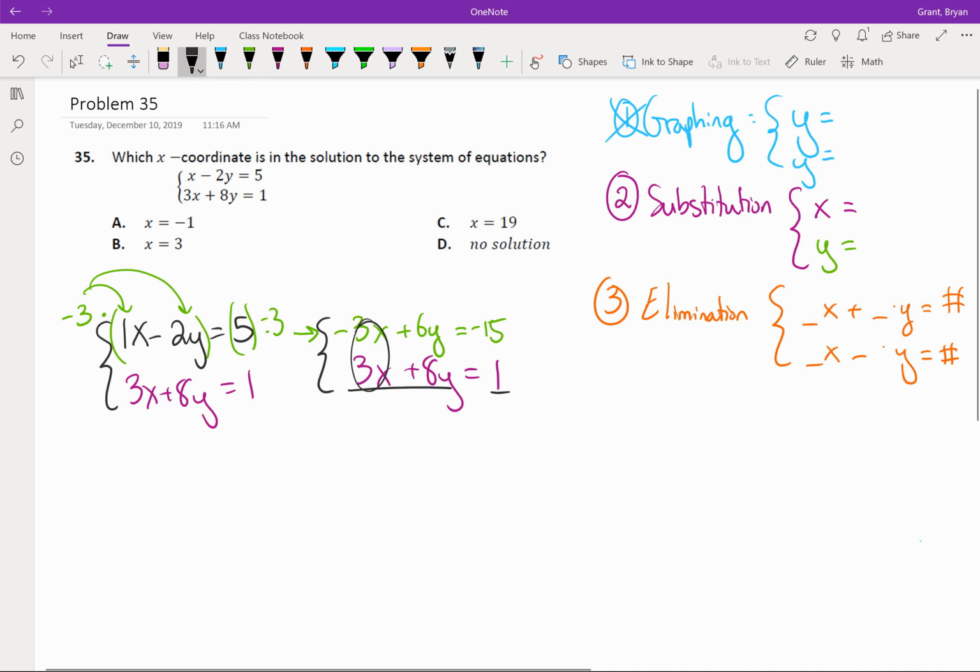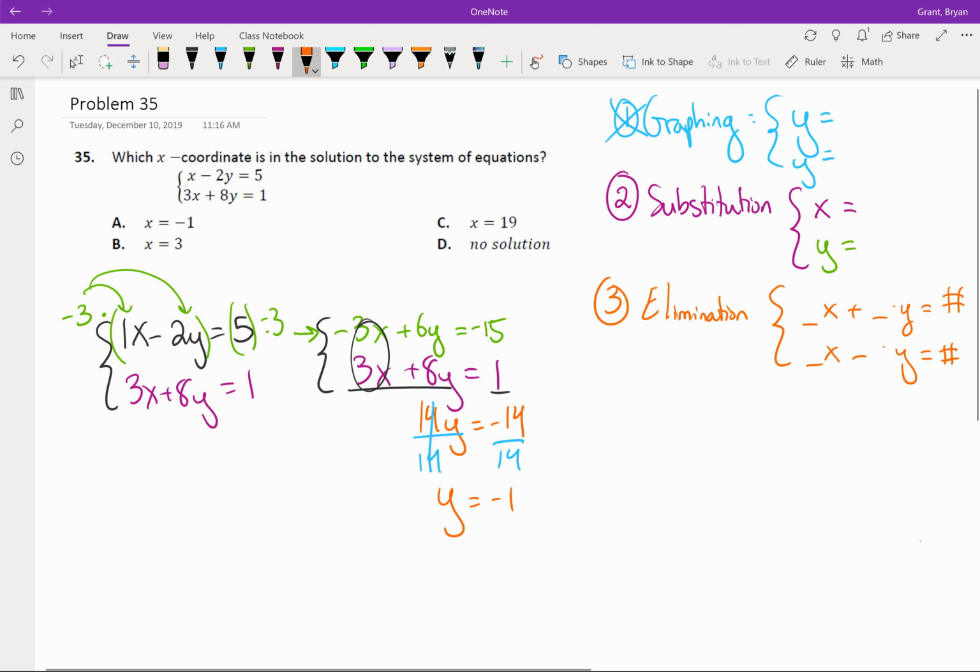6y and 8y make, of course, 14y. And negative 15 and a positive 1, or 1 minus 15, make negative 14. Now that we've canceled out a variable, solving should be a little bit easier. All we need to do is divide off our 14 from in front of the y. We get 1y, but we know we don't write the 1, and we get y equals negative 1.